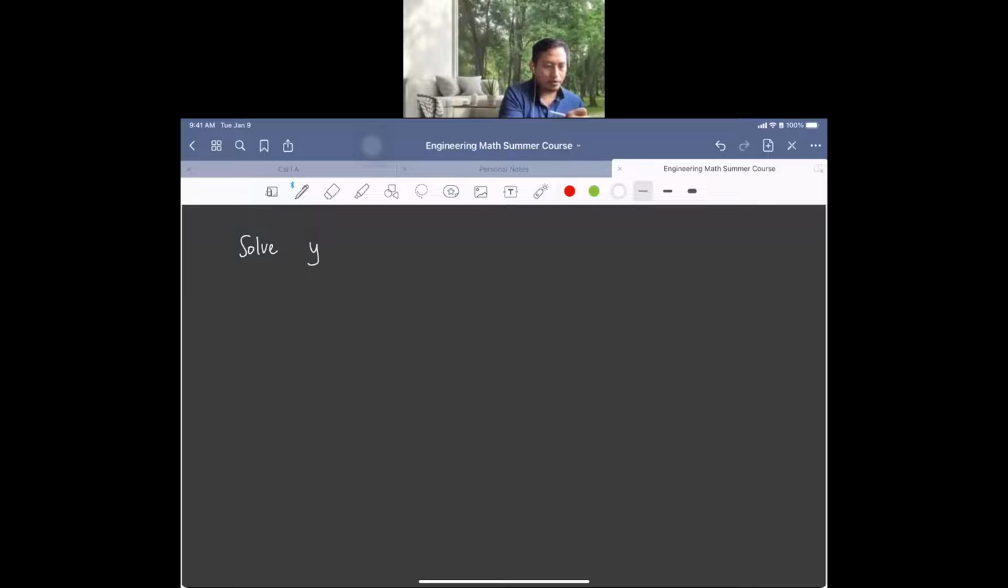Let's say we have a differential equation to solve: y double prime plus 4y prime minus 2y equals x squared minus 3x plus 6.